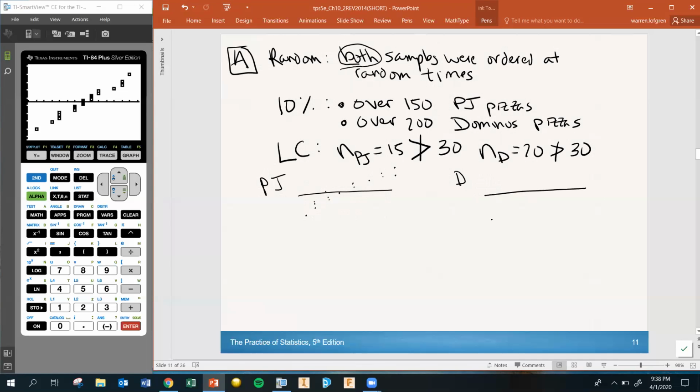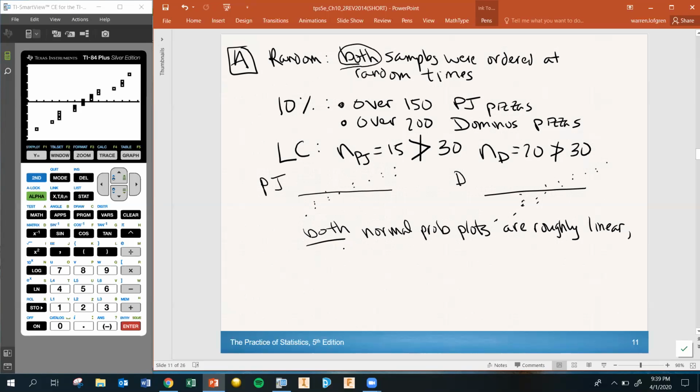Okay, Domino's, here we go. Rough sketch. I think I got them roughly in there. But I'm just gonna record this, talking about both. Both normal probability plots are roughly linear. They don't have to be perfect lines, but they need to be roughly linear.